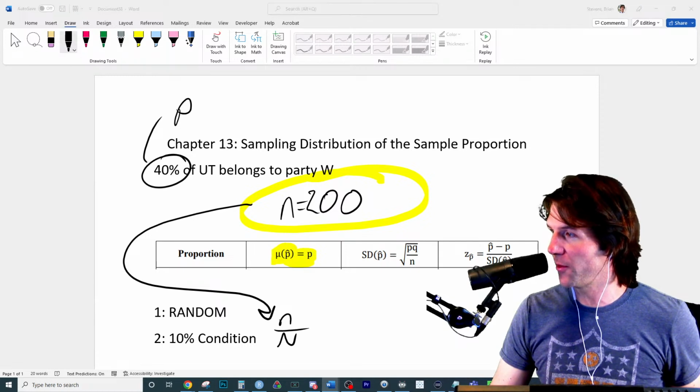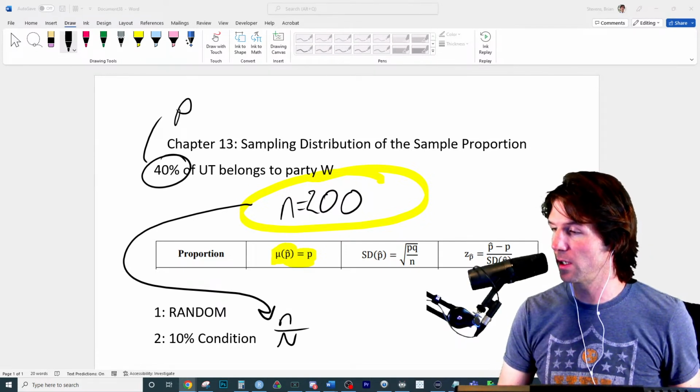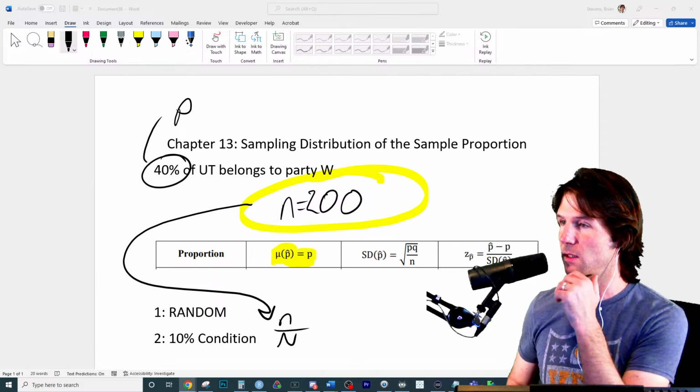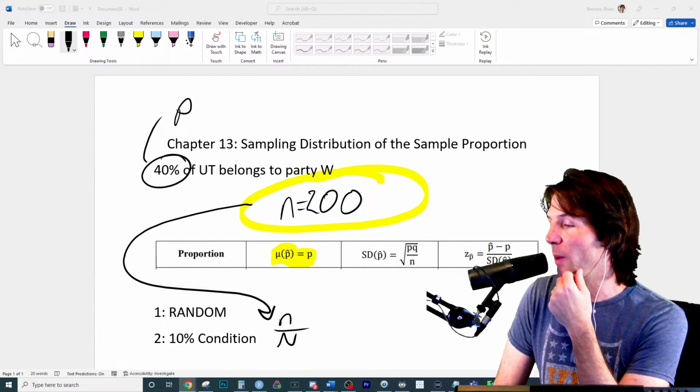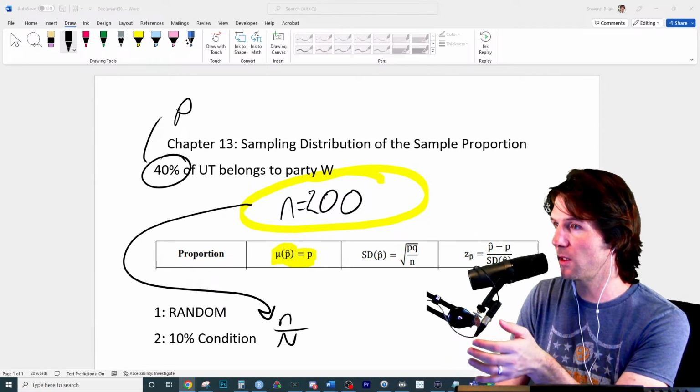So I think, tell me if you're seeing it right here, Branton. So this passes the success failure condition because, oh no, excuse me, I was thinking the next condition. Right, it will pass that too. This passes the less than 10% condition because 200 UT students is less than 10% of all UT students.